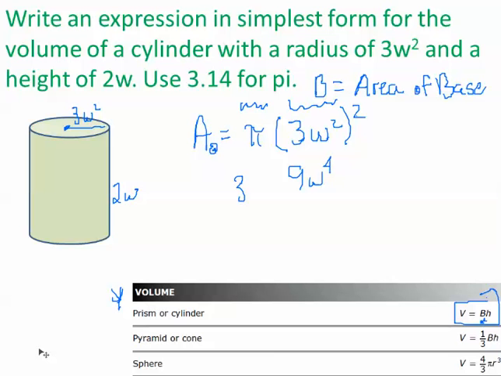They ask us to use 3.14. I'm going to leave it to you to throw that in your calculator. 3.14 times 9, and whatever that answer is, which is something close to 27 point blah, blah, blah, with w to the fourth after it.